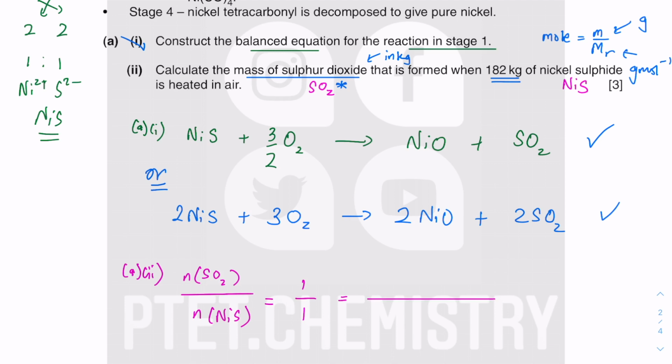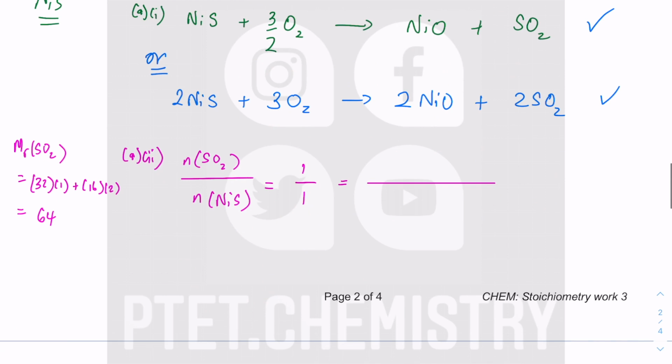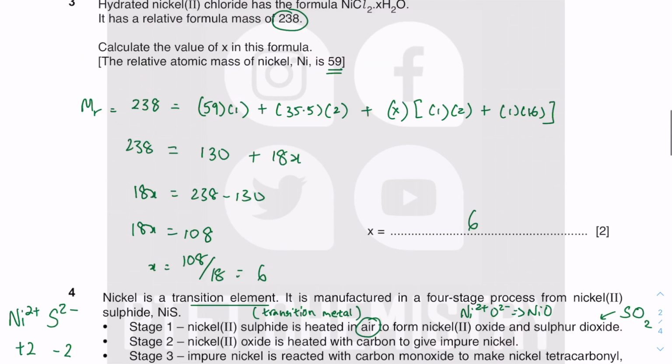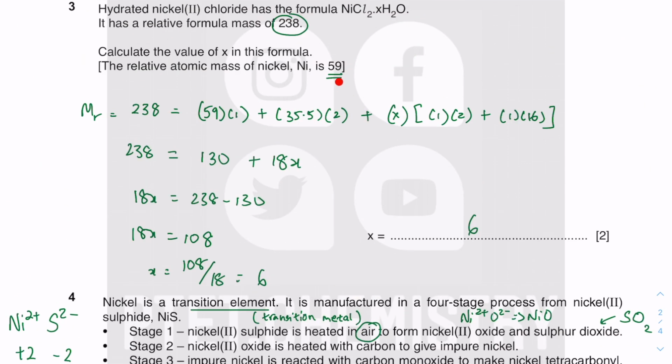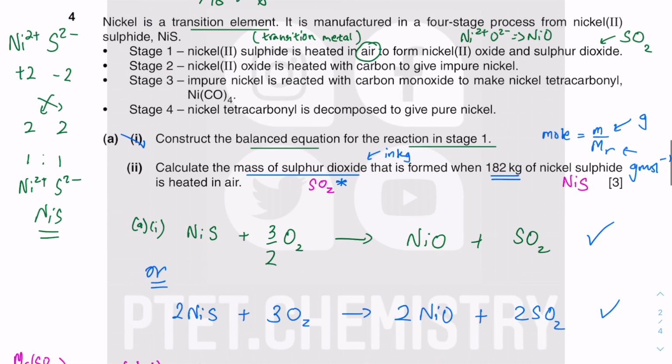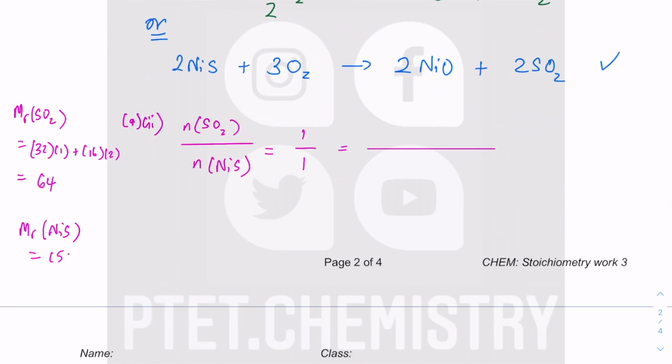Now on the other side, what I'll do is put in the actual reacting amount, which is mass over Mr, okay? So I haven't gotten the Mr of SO2 yet, I'm just going to do it now. So there's 32 times 1, plus 16 times 2, that gives me 64. And I should very quickly do the nickel sulfide, which I think I got the answer on top there. Nope, nickel is 59, the relative atomic mass. So 59 times 1 plus 32 times 1, that gives me 91.